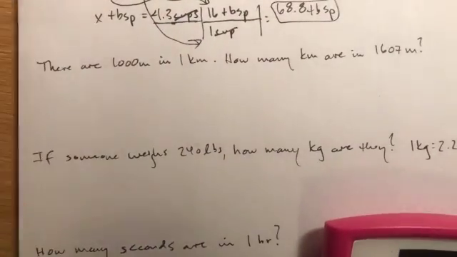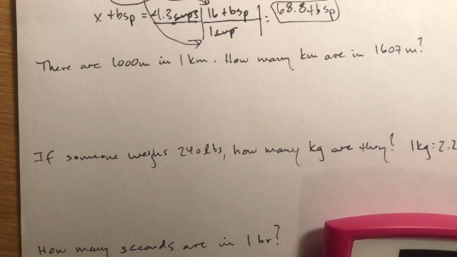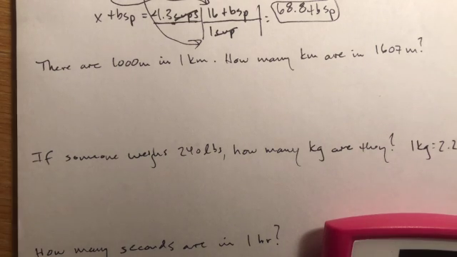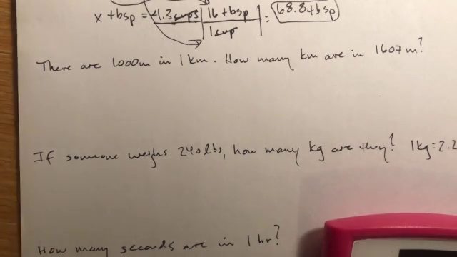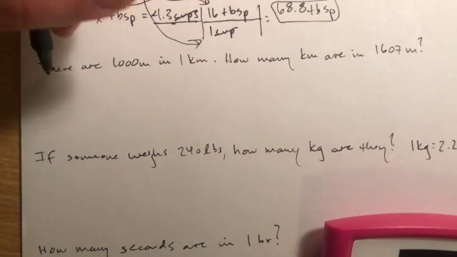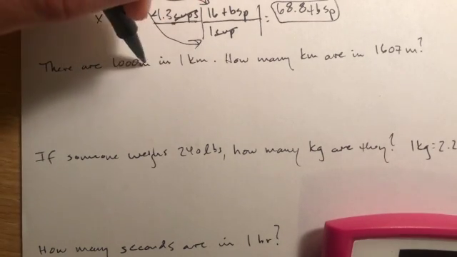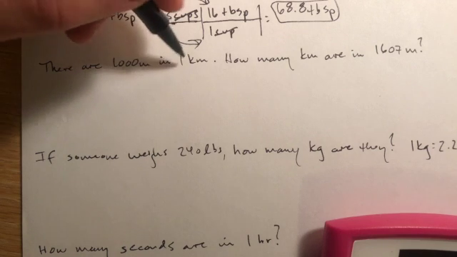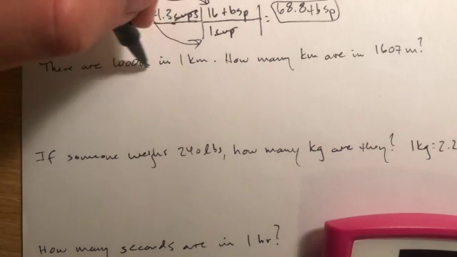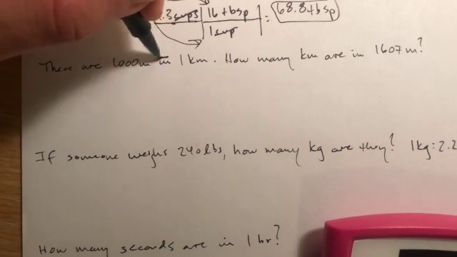All right, next one. There are 1,000 meters in 1 kilometer. How many kilometers are in 1,607 meters? Okay, so again, if I'm reading at the beginning here, I say there are 1,000 meters in 1 kilometer. Neither of those is an unknown value. And what does this mean? It means that they're equal to each other.